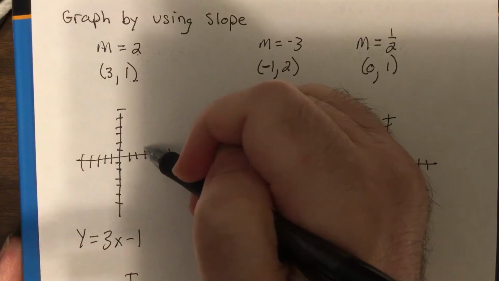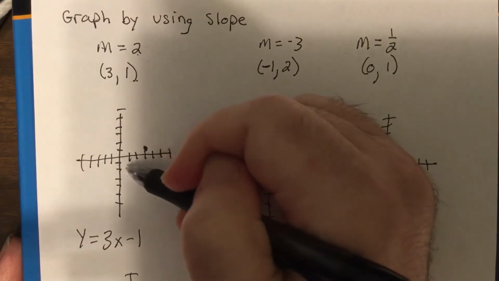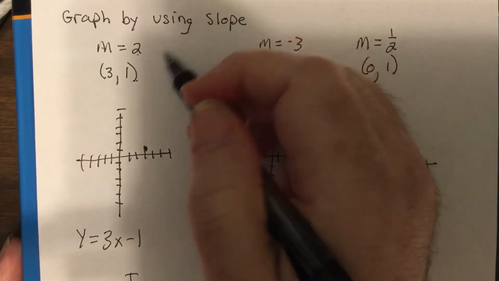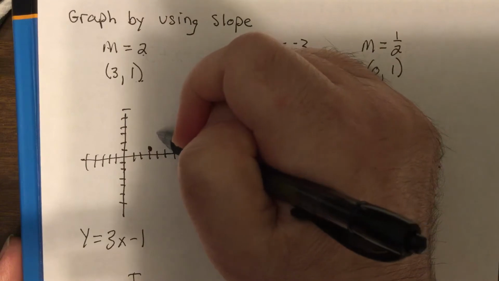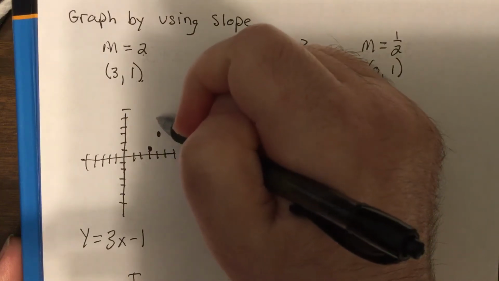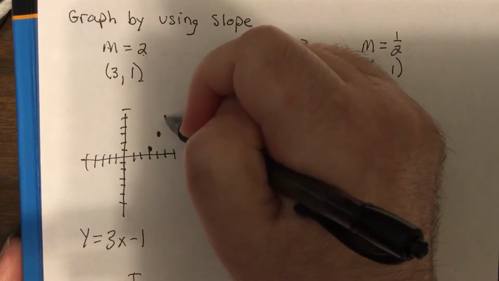Now do this twice because here's where you tend to make a mistake. So 1, 2, 3, 1. Okay, that looks right. Slope is 2, so it's up 2 over 1. Up 2 over 1. Okay, connector.